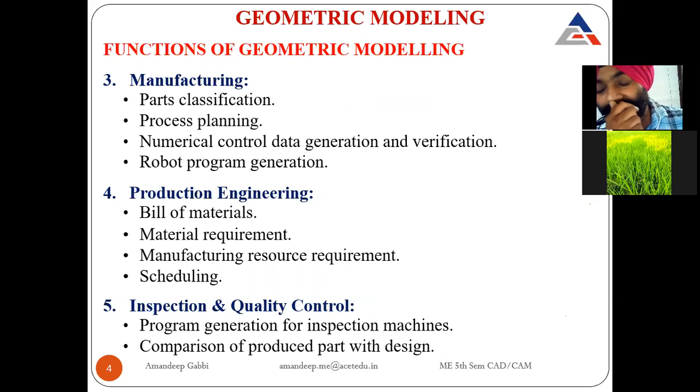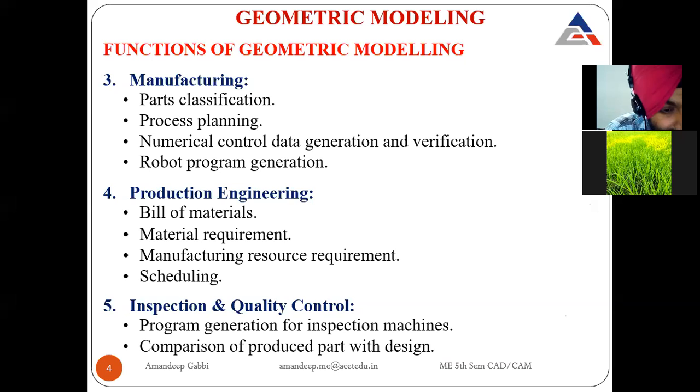Process planning: which process is to be done earlier and which process is to be done afterwards. Process planning should be done. Numerical control data generation and verification. Then you can numerically control the data and verify it. Suppose you have given some parts or some names, you can verify whether that initially exists or not. For robot program generation, suppose you have a welding robot, then you need to generate the program for that particular robot.